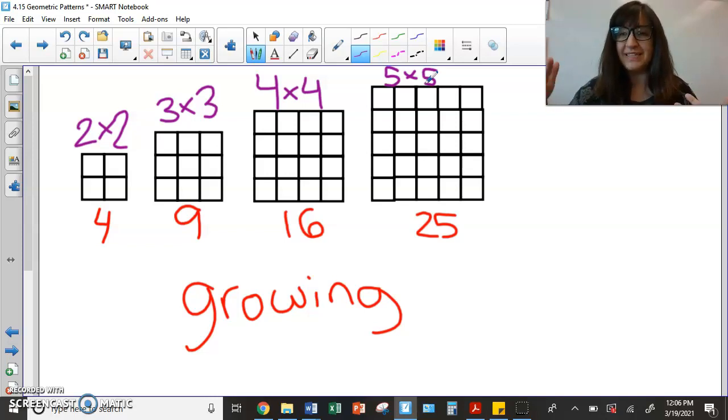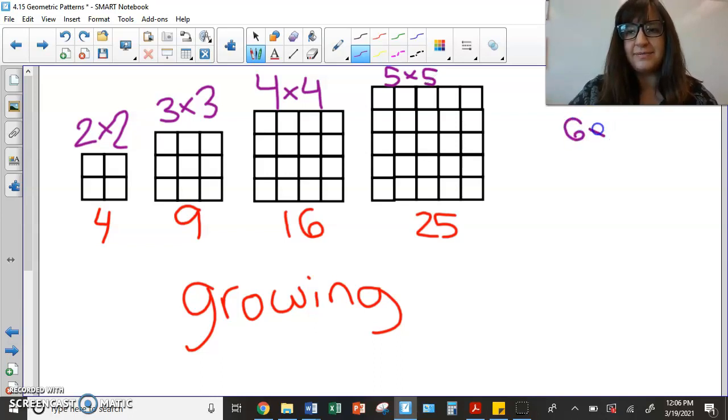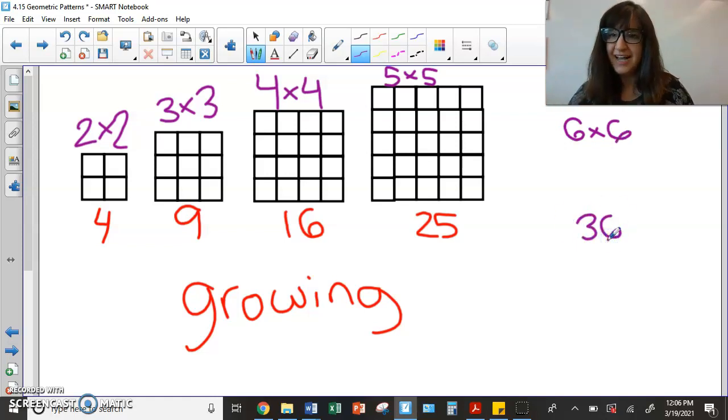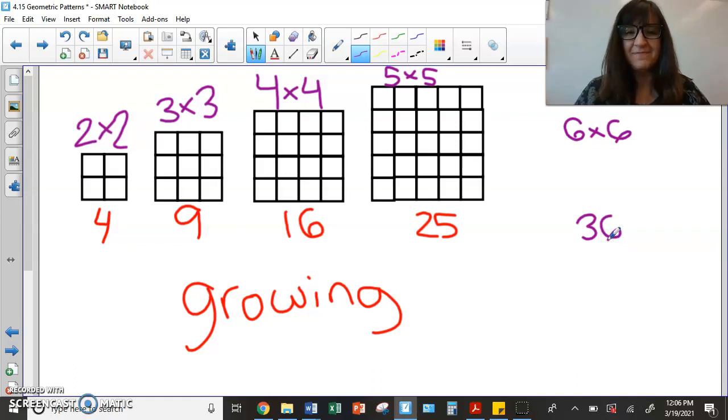So if I were going to extend this pattern, I would say, okay, well, my next set would be 6 times 6. So it would be 6 rows and 6 columns, which would make 36 total units inside for a perfect square. Okay, so those are some examples of geometric patterns that are repeating and growing.